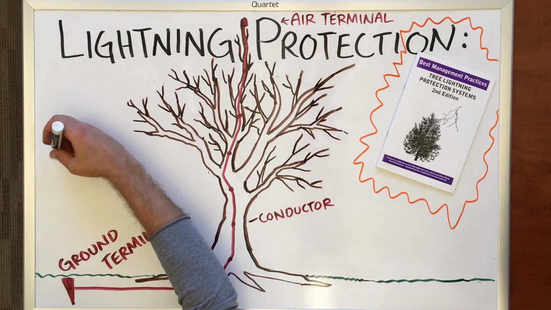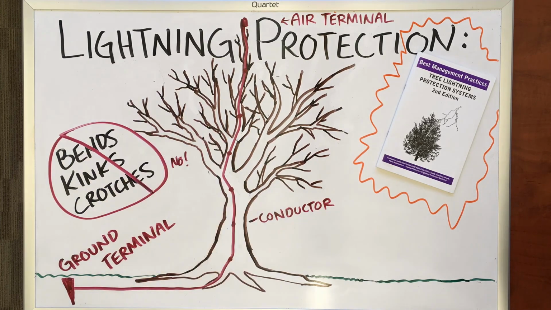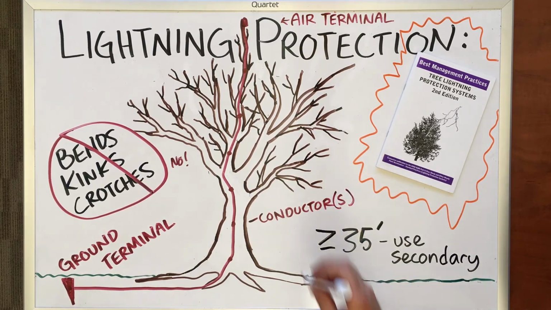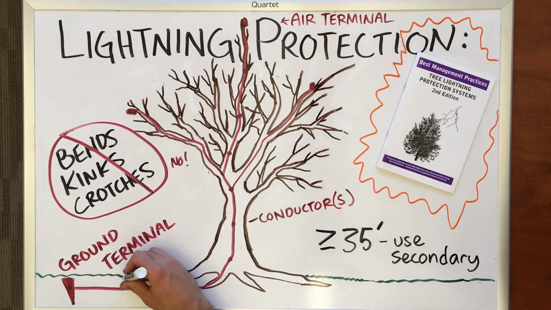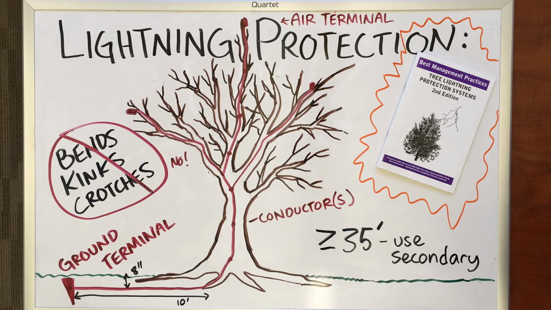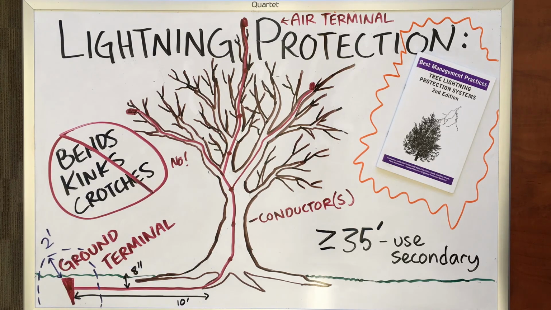The conductor path should follow the natural shape of the tree, avoiding sharp bends, kinks, and crotches. If a tree is larger than 35 feet in crown radius, secondary conductors, which tie into the main conductor, are recommended. The main conductor travels down the trunk and to the ground, where it is then buried in an 8-inch deep trench, running out from the trunk approximately 10 feet. At this point, the main conductor is connected to a ground terminal, which consists of a rod or plate fixed into the ground.